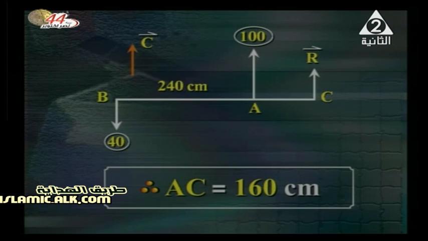Dear student, the magnitude of R, the resultant of the two forces, equals 60 Newton. This 60 Newton acts at point C. Where is C? C is 160 centimeters from A, or 400 from point B.